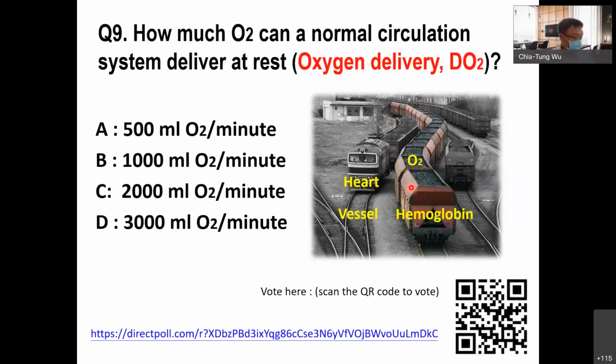Okay, here's the question. How much oxygen can we deliver at rest? Our heart delivers about 1,000 ml of oxygen per minute, 2,000, 3,000, or only 500 for a normal heart.